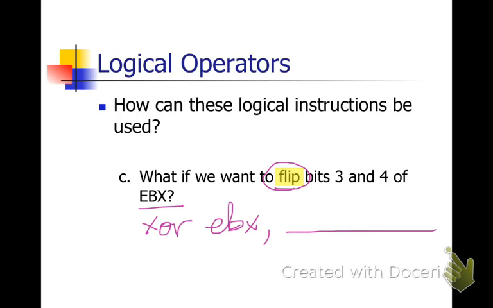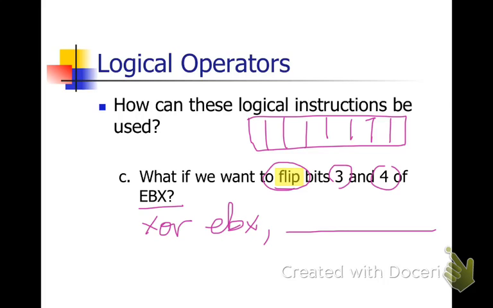I want to flip bits 3 and 4, and you say, what are 3 and 4? Well, let's look at that. Since that deals with the low order byte, let's look at a byte and just remembering what the ordering looks like. So in this case, this is bit 0, 1, 2, 3, 4, 5, 6, and 7.